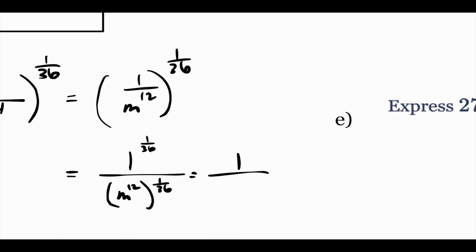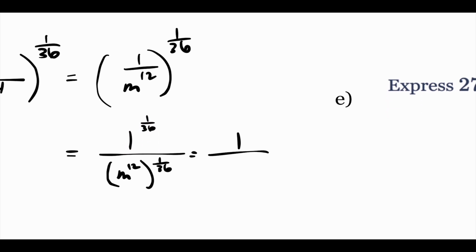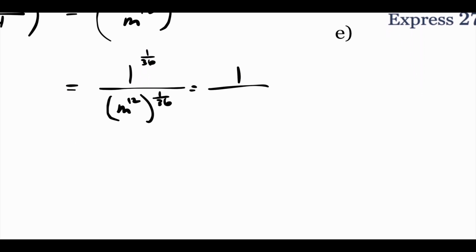Let me give you a little bit. This is not a rule, but 1 to any power is just going to equal 1. It doesn't matter what power it is. Positive, negative, fraction, 0. 1 to any power is always going to equal 1. So we like when we see 1 to some power because the answer is just 1. Okay, so now let's do the bottom.